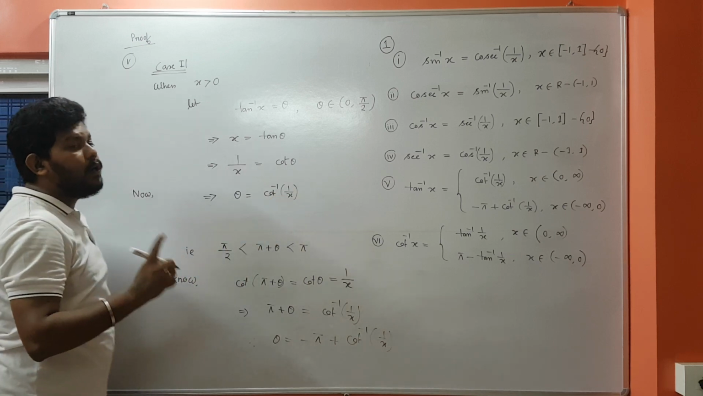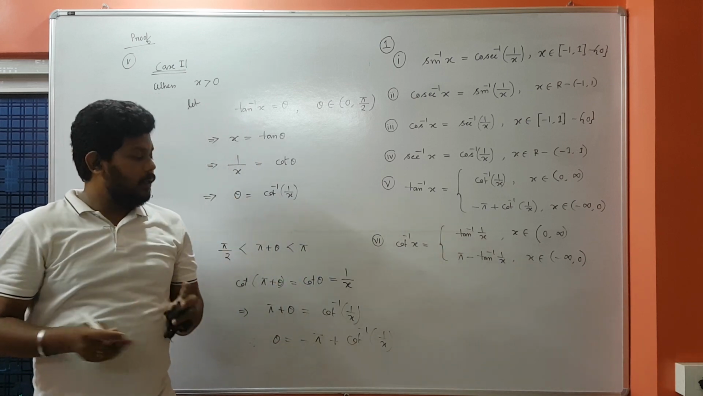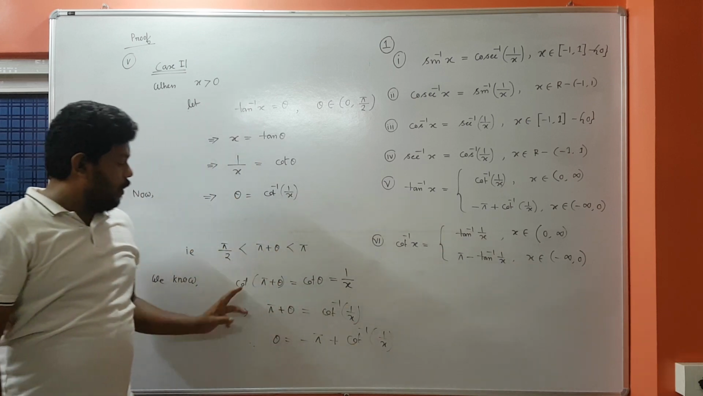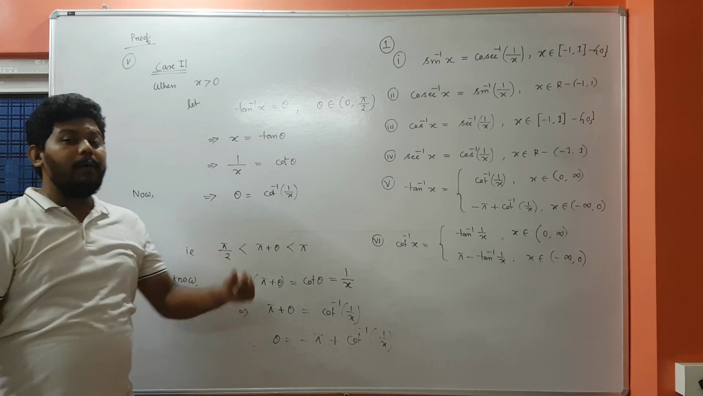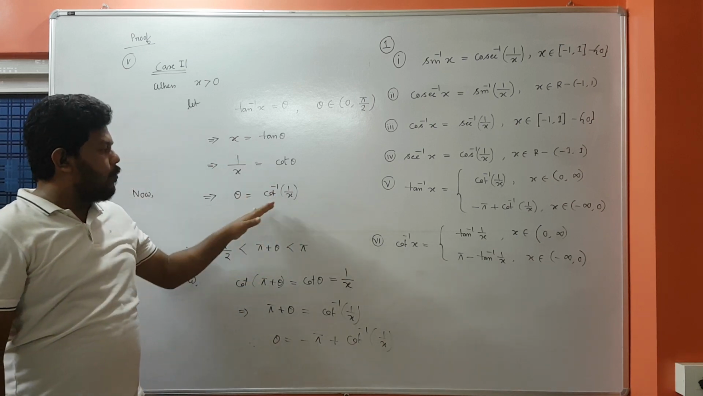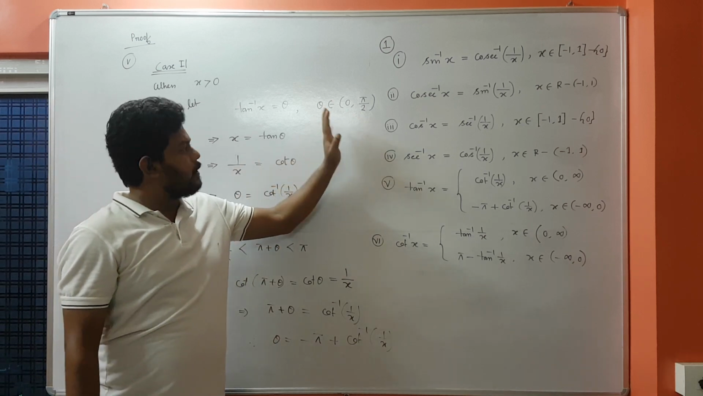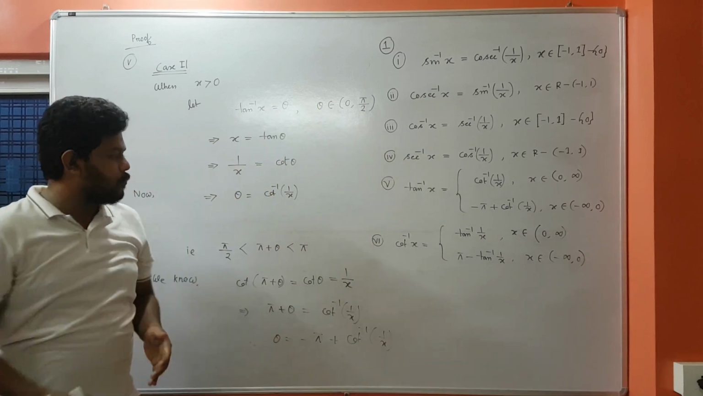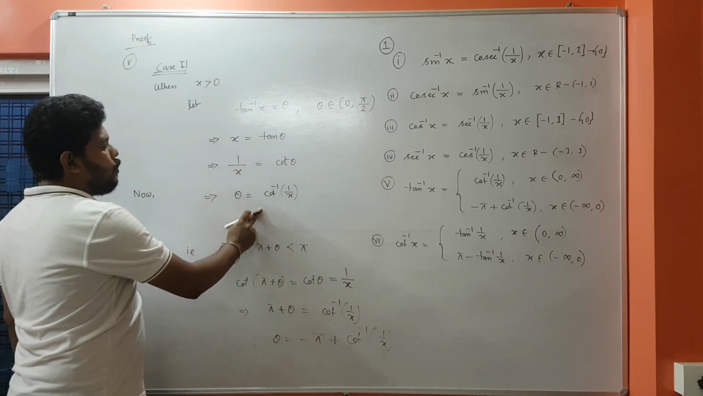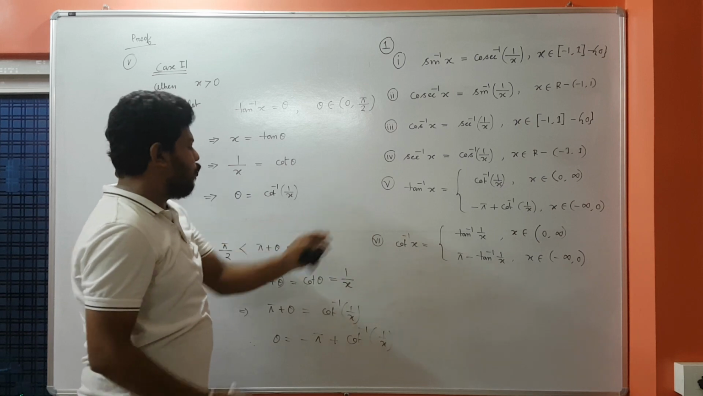The principal value of cot inverse x lies between 0 and pi. For negative x, the principal value will lie from pi by 2 to pi in the second quadrant, which is correct. And for positive x, the principal value will lie in the first quadrant. It is correct. Cot inverse x cannot be equal to 0. Now theta is equal to cot inverse of 1 by x. Number 5 is proved.